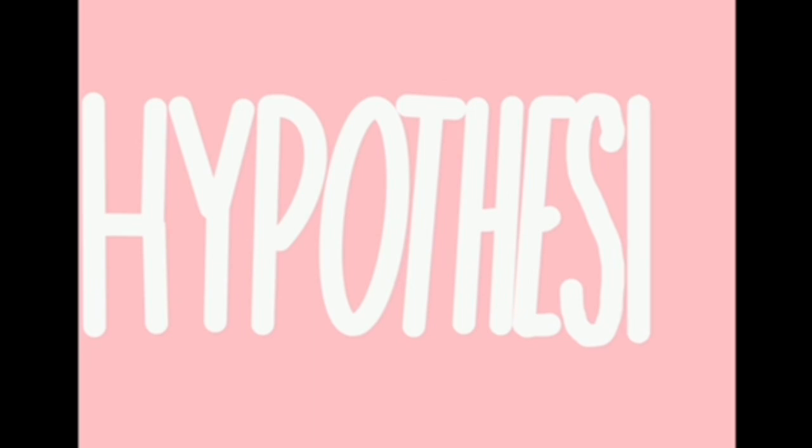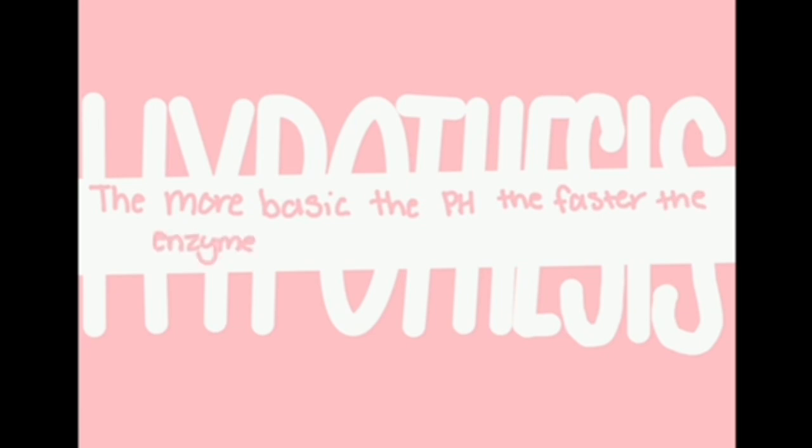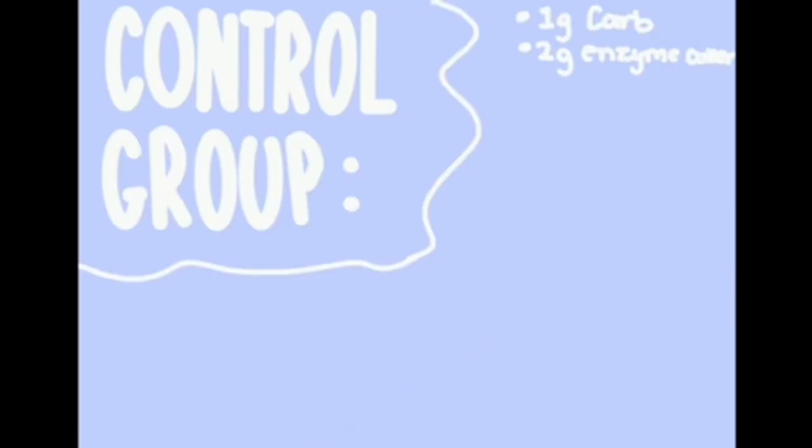Now back to our experiment. Our hypothesis was that the more basic the pH, the faster the enzyme deactivates its target. Our control group for this experiment was 1 gram carb, 2 gram enzyme cutter, 25 milliliters of water, 3 milliliters of Benedict, and that equaled a pH of 9.